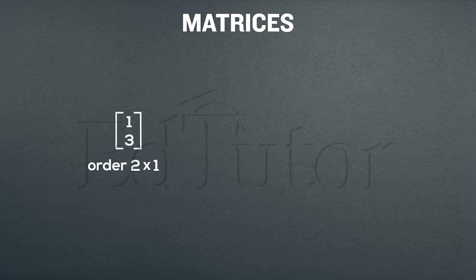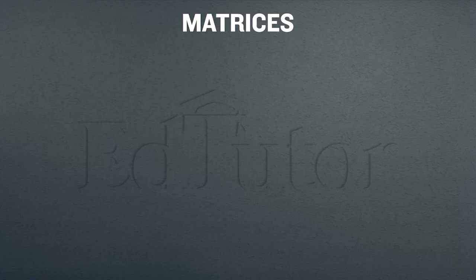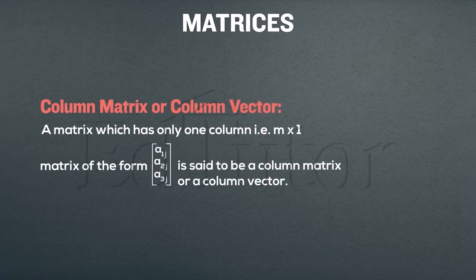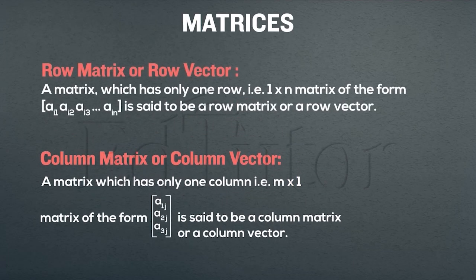Now, if we were to flip the situation, that is, instead of one row, we only have a single column like so, then this would be called a column matrix or a column vector. Such matrices with only one column would have an order of m by 1. Oh, would you look at that? We have already covered two types of matrices. One that looks like a vertical array and the other one that looks like a horizontal array.